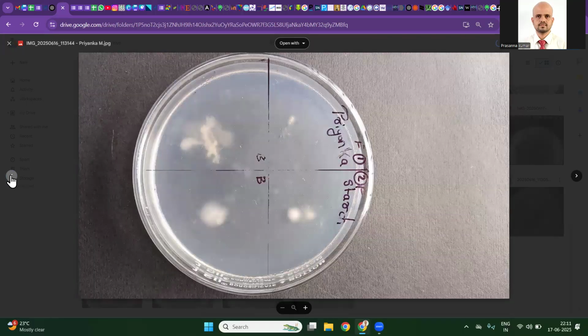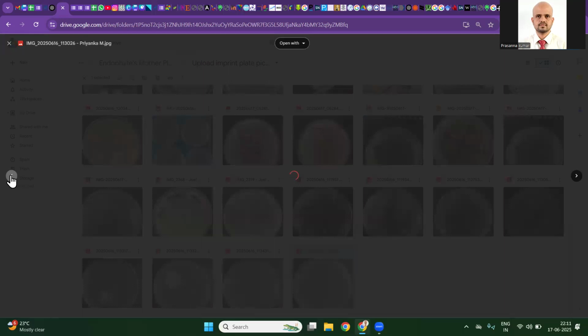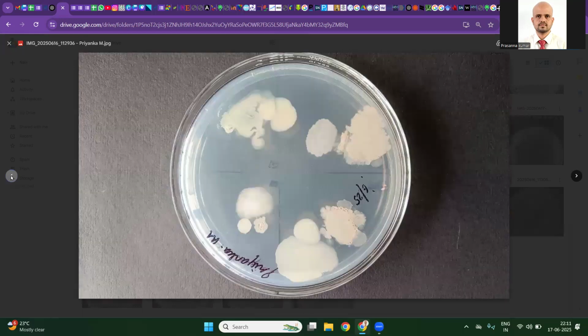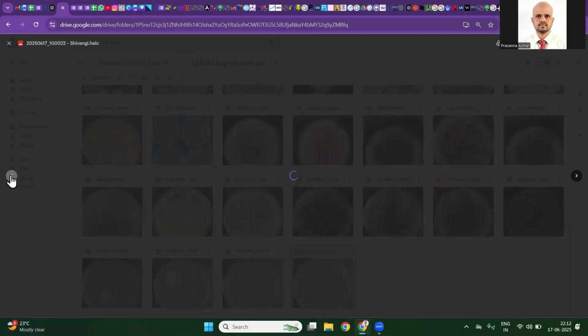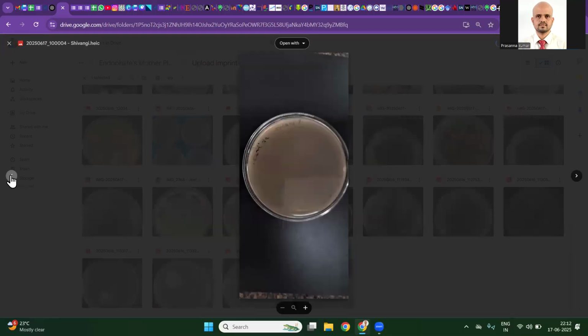When you see a growth in the imprint and also in the laminar control, just don't look into the explant plate or inoculated plate. Anyway, we cannot figure out anything. But today we had one more interesting observation.